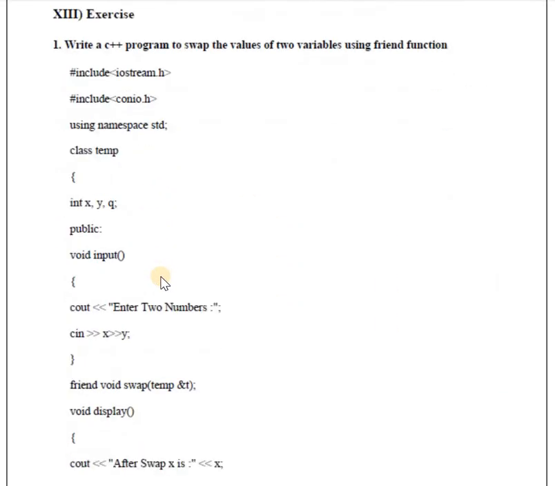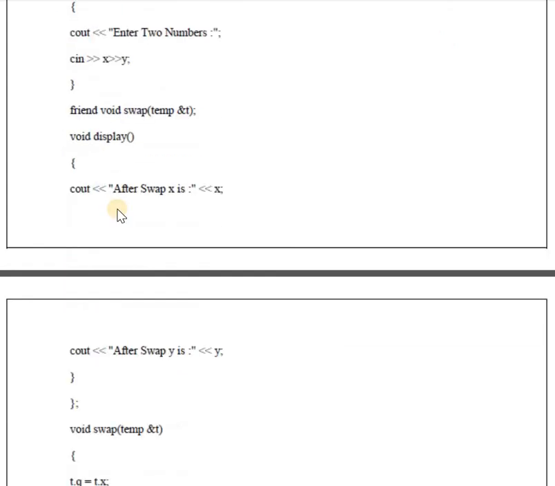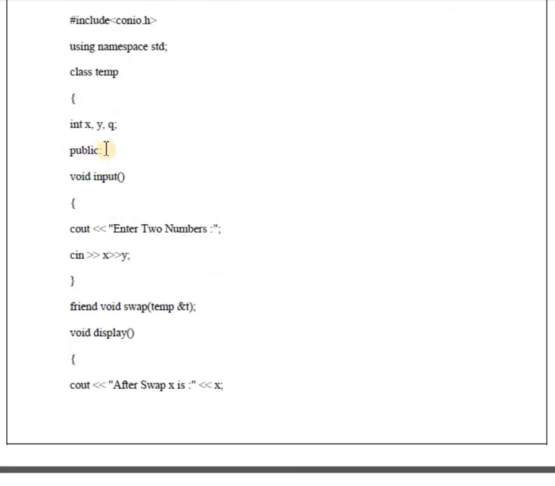Here is the program. What is the logic behind the swapping program? When you are doing any swapping program, then you want to declare 2 variables. Suppose I declared here 2 variables x and y. Then here another variable q is declared.